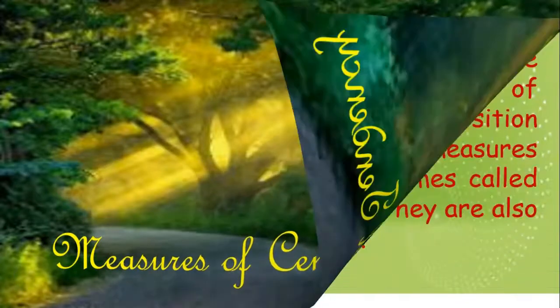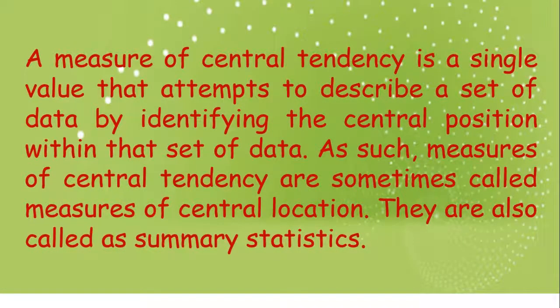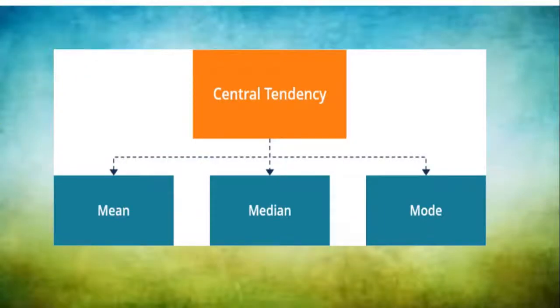In another way, a measure of central tendency is a single value that attempts to describe a set of data by identifying the central position within that set of data. As such, measures of central tendency are sometimes called measures of central location. They are also called summary statistics. Some of the measures of central tendency are mean, median and mode.